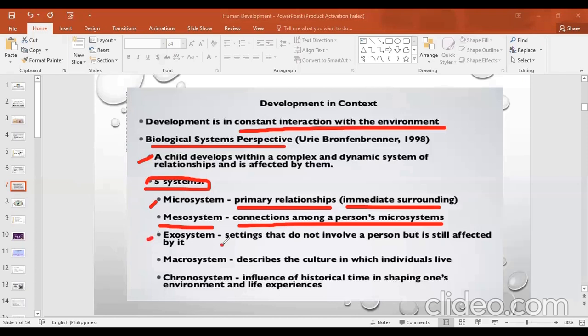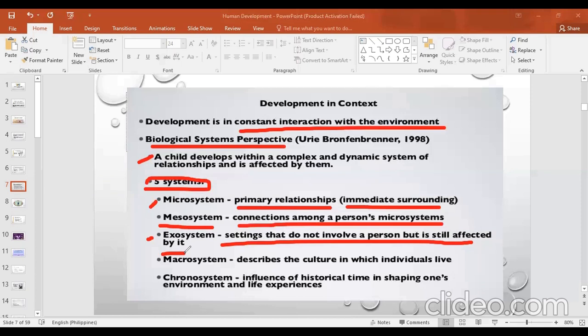Next, we also have exosystem, settings that do not involve a person but is still affected by it. So when we talk about exosystem, it refers to one or more settings that do not involve the developing person as an active participant. So, pag sinabi nating exosystem, these are environments in which the child is not involved and external to their experiences, but nonetheless affect them anyway.